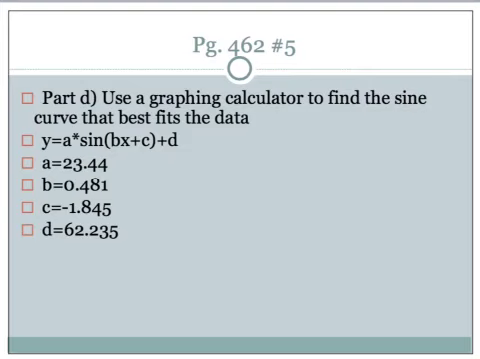Lastly, Part D was to use a graphing calculator to find the sine curve that best fits the data. This is what we did in Part B. A equals 23.44, B equals 0.481, C equals negative 1.845, and D equals 62.235. Therefore, our sine curve equals 23.44 sine times 0.481x minus 1.845 plus 62.235.